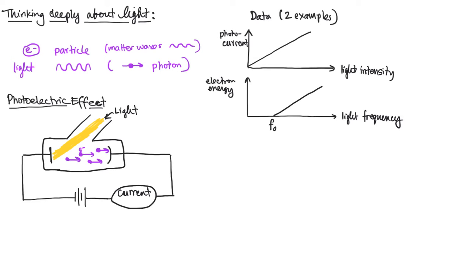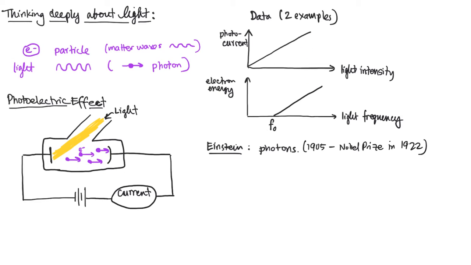Okay, so two things are happening then. Clearly, electrons are being kicked out of this plate, and the energy that they have after leaving the plate grows with the frequency of light. And if the light frequency is below a certain threshold, you don't get any current to flow. And if there is current flowing and you double the amount of light, you also double the amount of current.